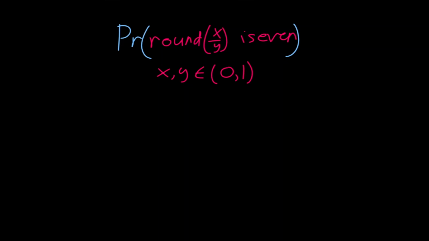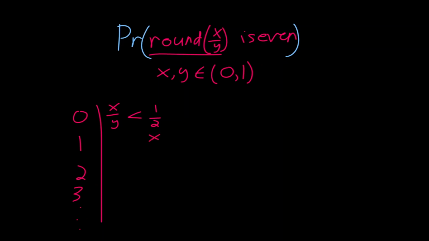Since we're rounding x and y and it has to be positive, this means that the result right here is going to be an integer. So it can either be 0, 1, 2, 3, and so on and so forth. And say the result is 0, right? What does that tell us about x and y? Well, since we're rounding, x over y has to be less than 1/2. Otherwise, it just wouldn't round to 0. Okay, cool. If we round x over y and the result is 1, what does that tell us? Well, that tells us that x over y has to be between 1/2 and 3/2.